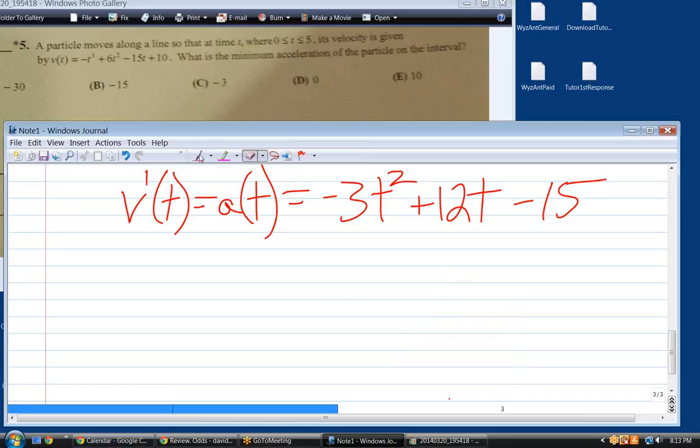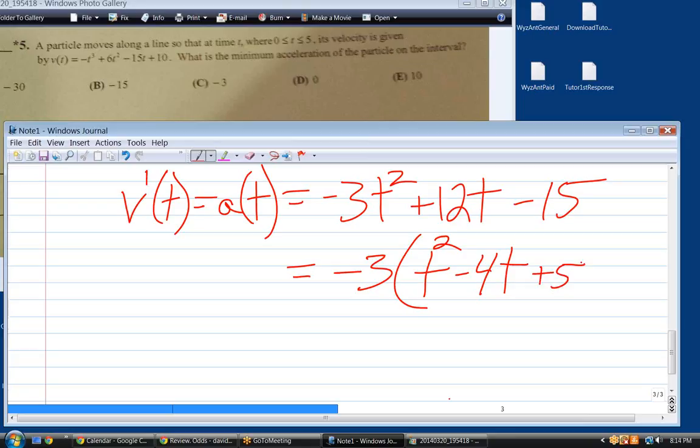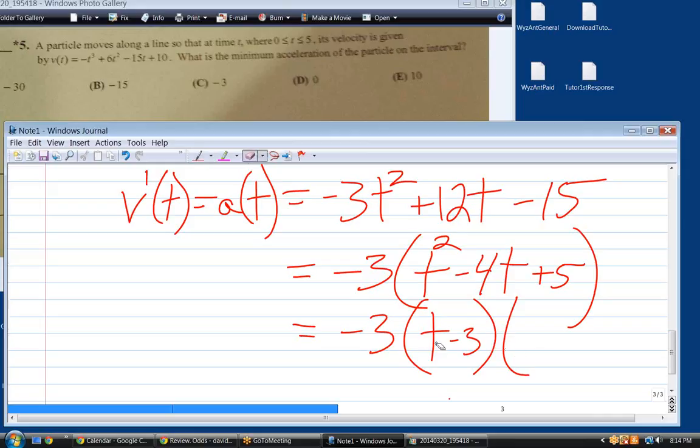Let's factor out a minus 3. Factor that thing into minus 3 times t minus 3 times t minus 2. What the heck? It is a calculator problem. In other words, that thing doesn't factor nicely.